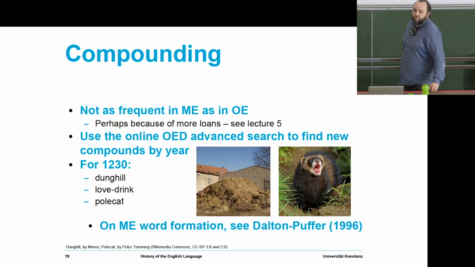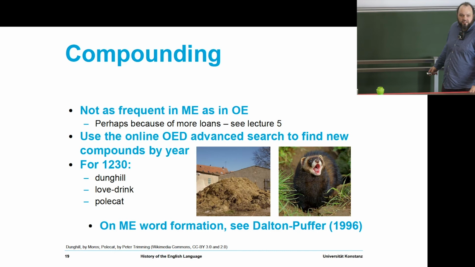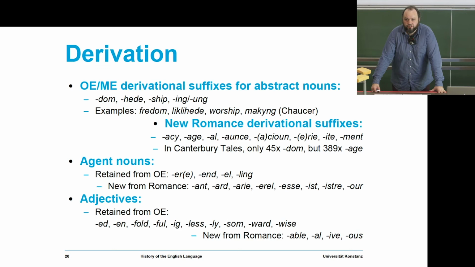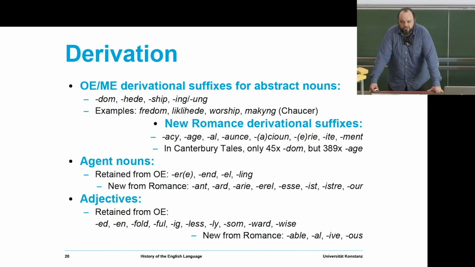As far as Middle English is concerned, Christiana Dalton Puffer's book on Middle English word formation gives you everything that you need to know, and then some, if you want to find out more. Old English and Middle English had derivational suffixes. As we saw last time, those derivational suffixes are added to in the Middle English period.